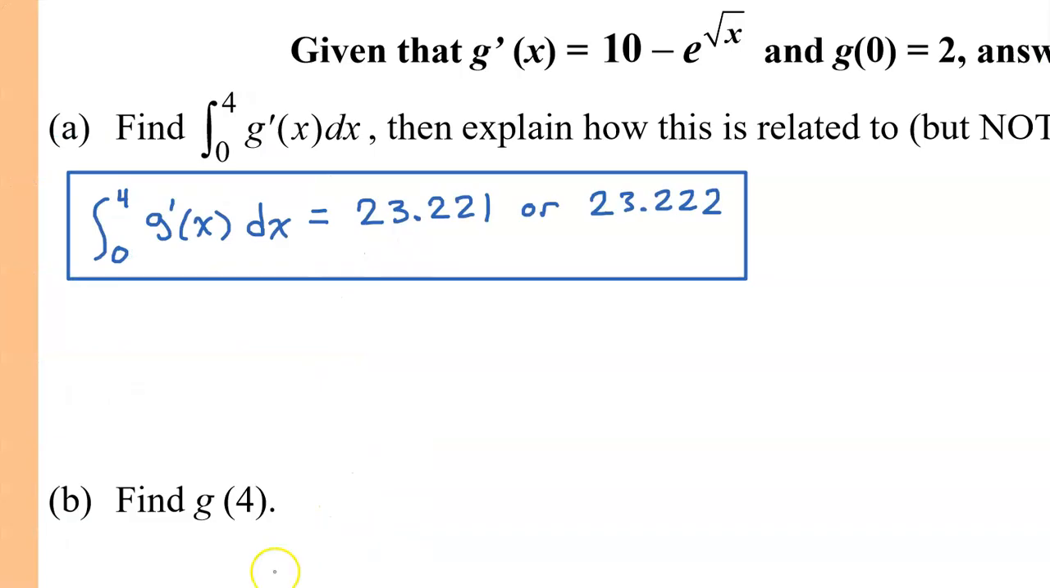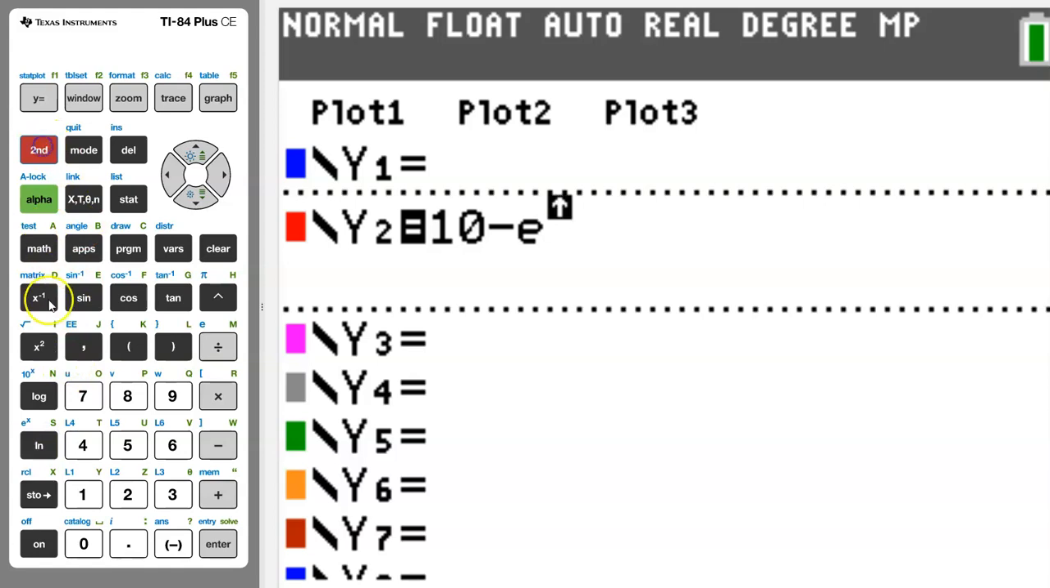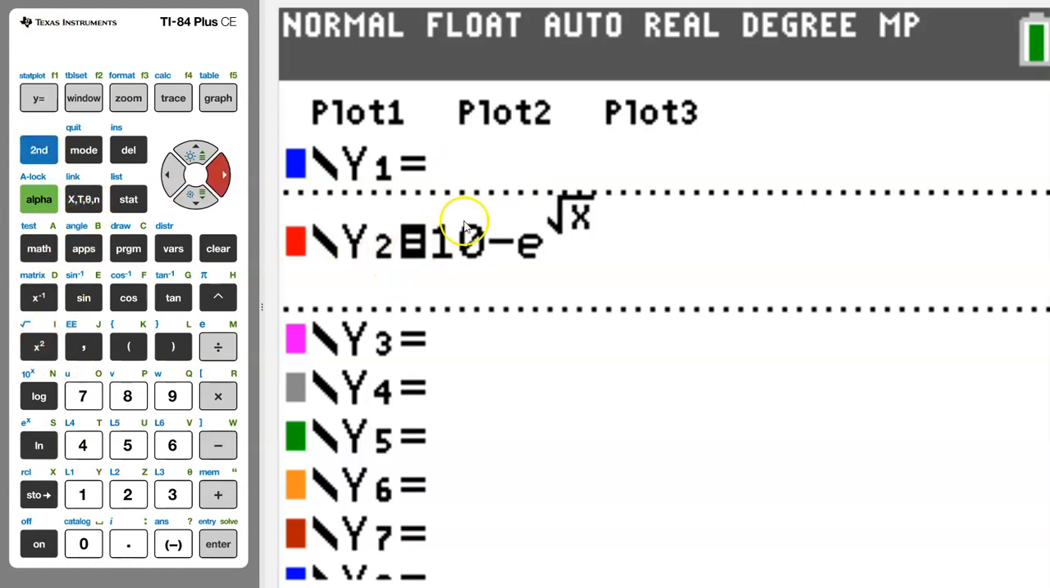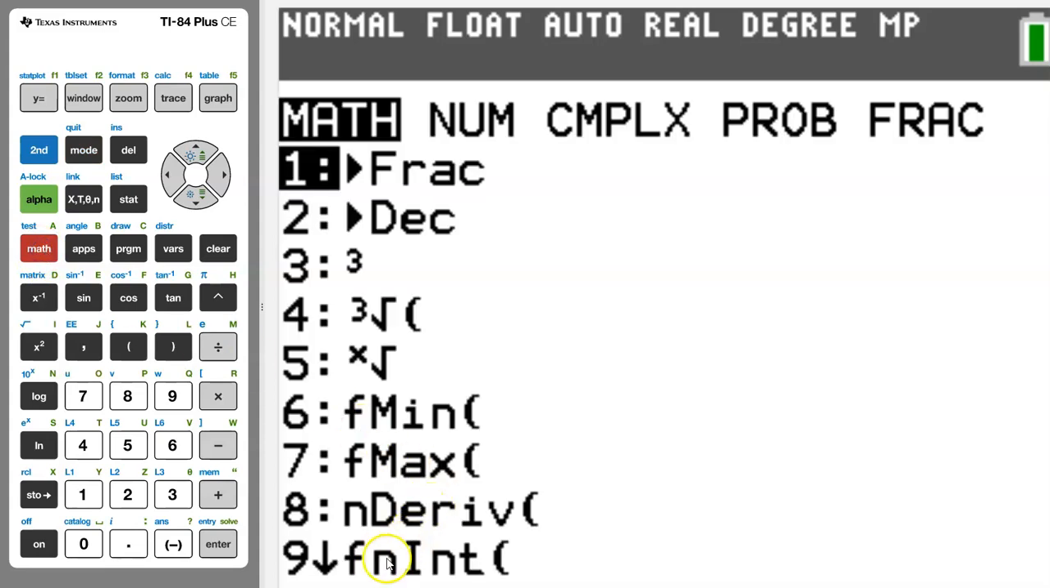So in this case, I'm typing in g prime. This is a derivative, so I'm going to put it in y2. So I'm going to type in 10 minus e to the radical x right now. So here I go, 10 minus e to the radical x. Quit your way out of this screen by hitting second quit, and use the math button to access the integral function like we did before.